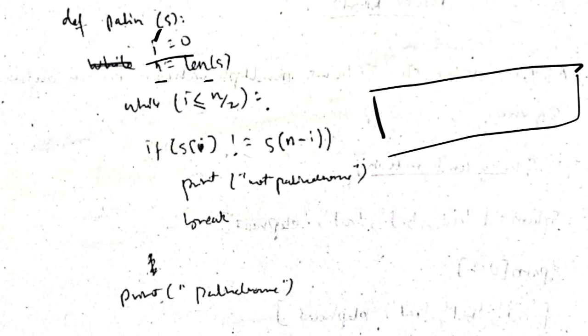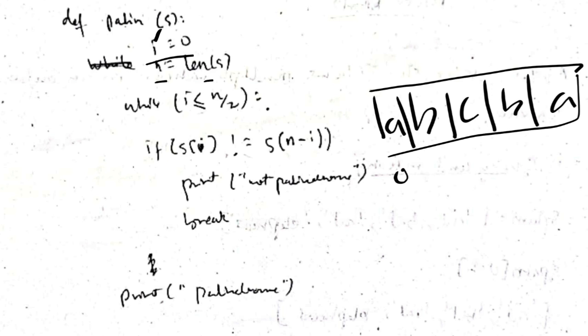Okay, so let's take a sample string here, a b c b a. So here the index values are 0 1 2 3 and 4. So n value will be length of s, which is 5. Okay, and i will be 0. i will be pointing here first.